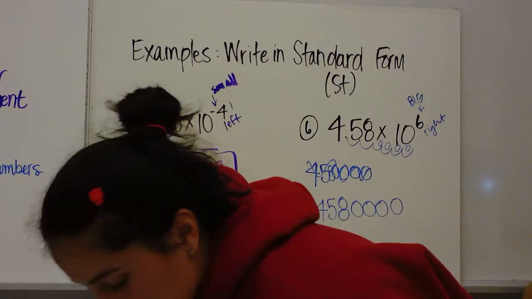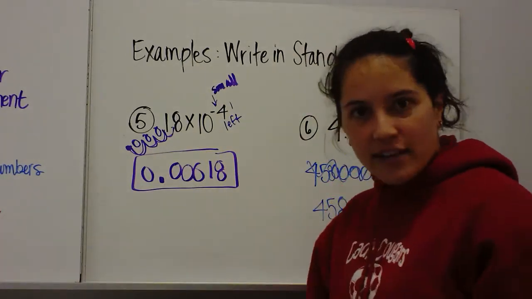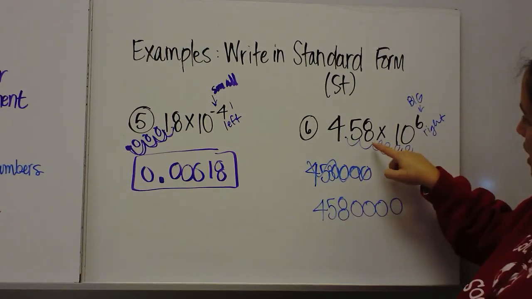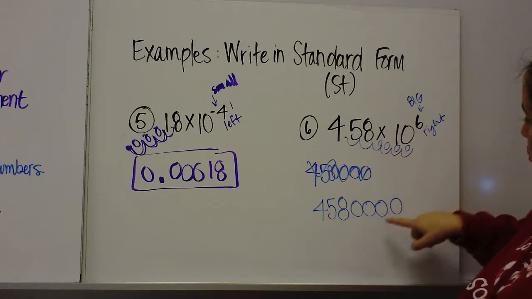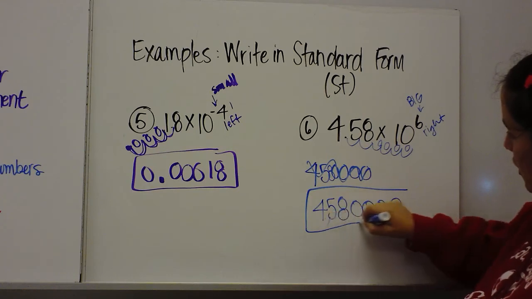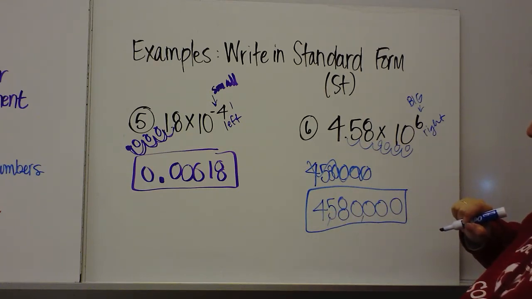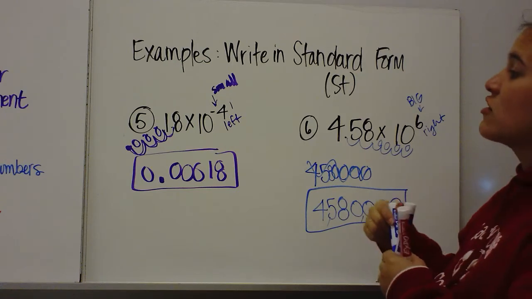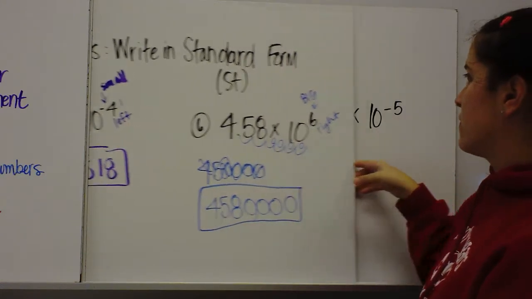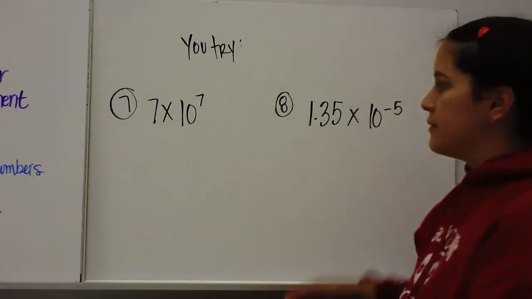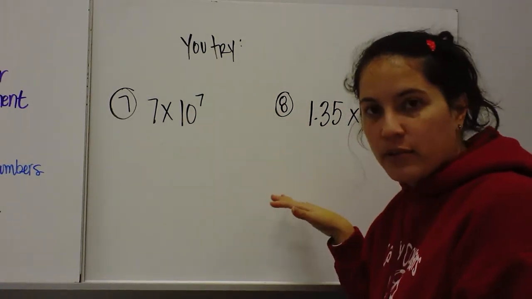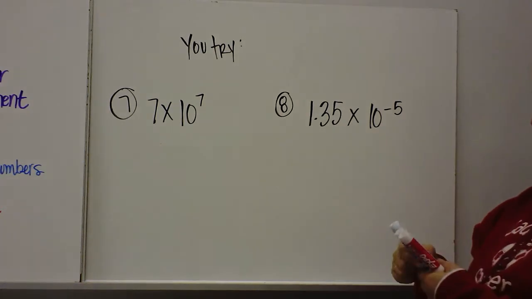Okay. Oh, I missed one. Sorry, it's Mr. Love asking me if I could do something. So, here we go. 6 spaces to the right. 2, 3, 4, 5, 6. Add 4 zeros. And now 4,580,000. So again, this is going from scientific to standard form. So now you try 7 and 8. You try, pause the video, work it out, then press play when you're ready to see the answer. Try 7, try 8.